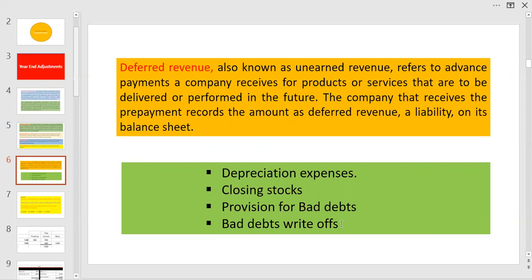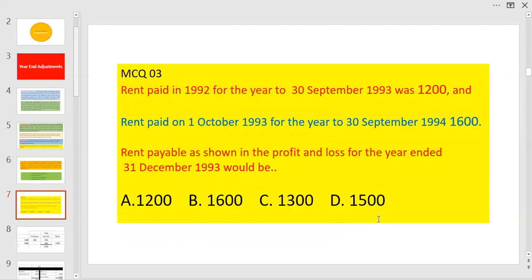Now the question: rent paid in 92 for the year to 30th September 93 was 1,200, and rent paid on 1st October 93 for the year to September 94, 1,600. Rent payable as shown in the profit and loss account for the year ended, please note the date, 31st December 93.